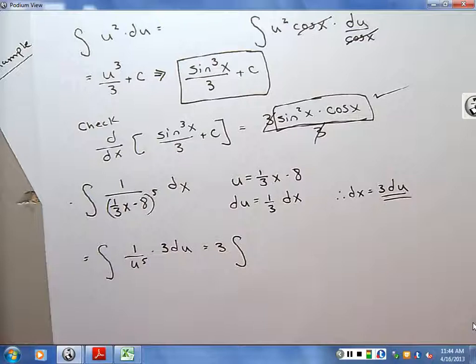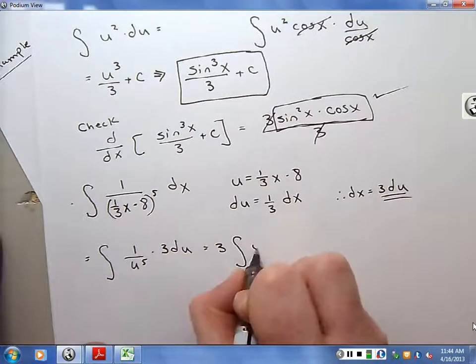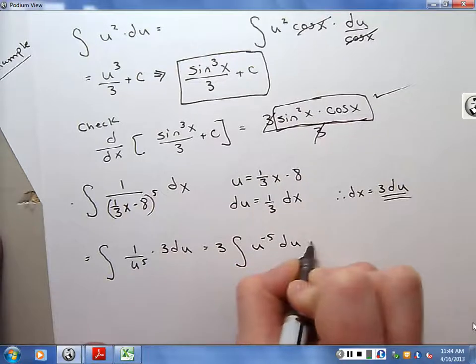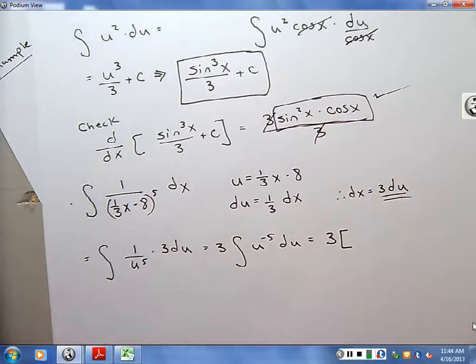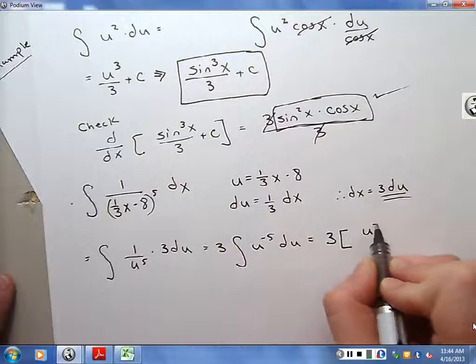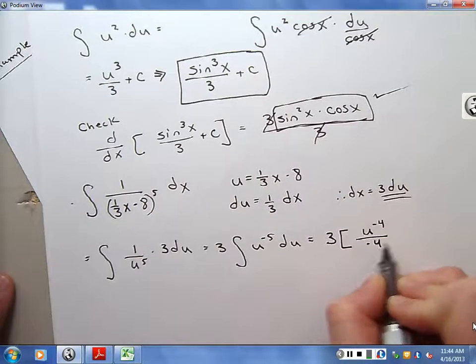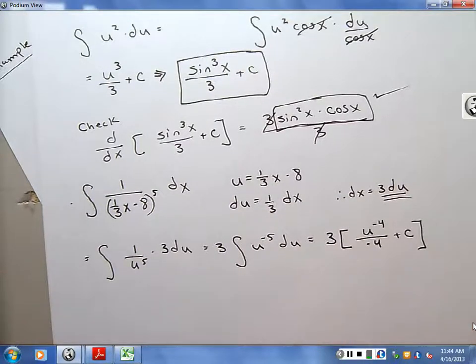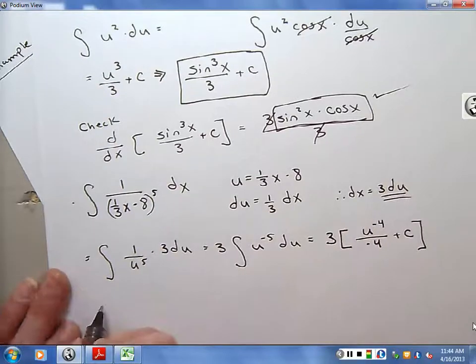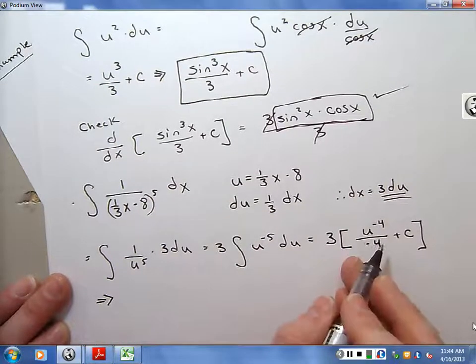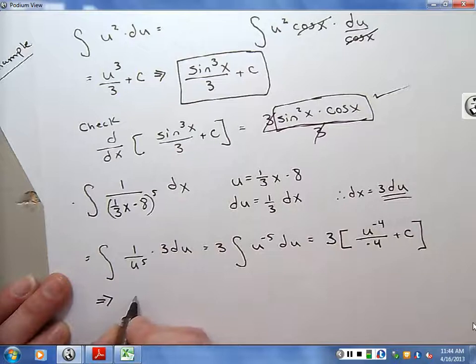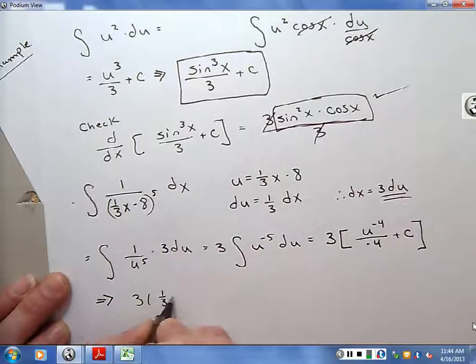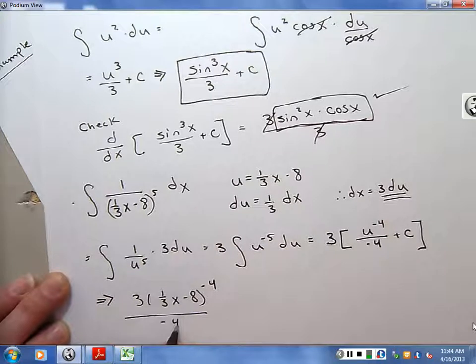What's another way to write 1 over u to the 5th? Very good. u to the minus 5th du, which would be times 3. What is the integral of u to the minus 5th? u to the minus 4 divided by minus 4. So now if I back substitute in terms of what u is in terms of x, I have 3 times (1/3 x minus 8) to the minus 4 over minus 4 plus c. And there's my answer there.